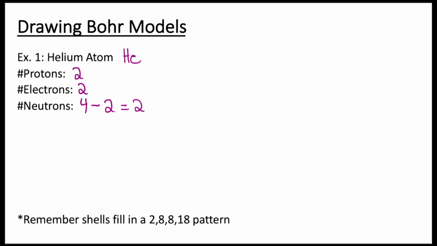And I've left a note at the bottom, remember the shells are filled in a 2-8-8-18 pattern. So we start off by drawing our nucleus and make sure it's big enough that you can provide your information inside. On today's worksheet, because you're limited on space, worst case, you can write the element and then write the proton number and neutron number just off to the side. But that information should always be included when possible in the nucleus.